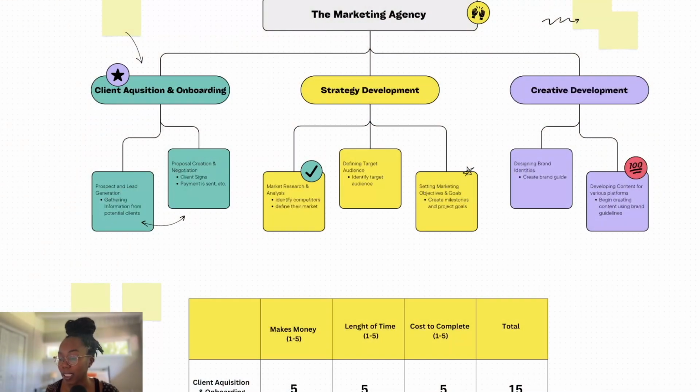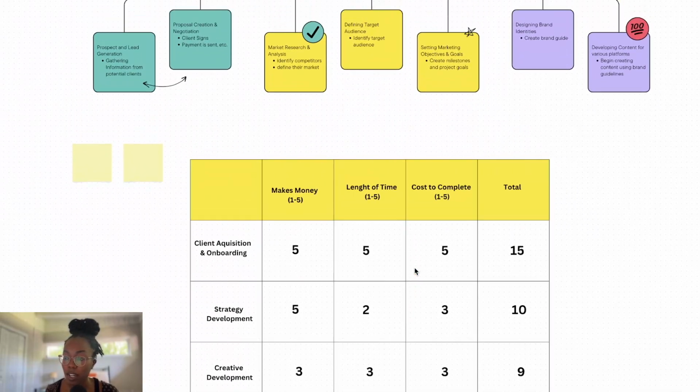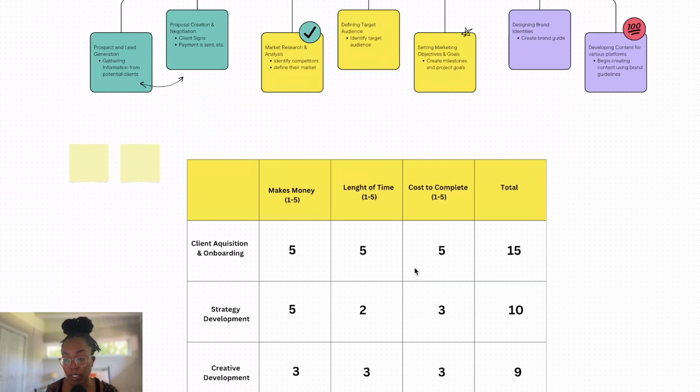Okay, so let's go back to this. The next part of this assessment is basically taking those key parts of your service or your product that you offer and then breaking it down into something like this, where it says client acquisition and onboarding, strategy and development, and creative development, which were those three pillars that we talked about above. Now you want to rate from 1 to 5 on whether or not this part of the business makes money, and you want to understand the length of time. How long does it take us to do this part of the business? And then how much does it cost for us to complete this part of the business?